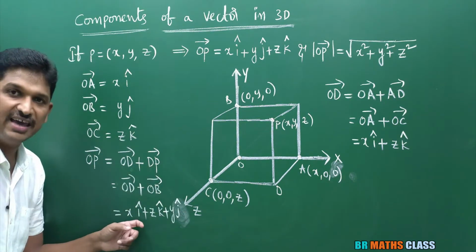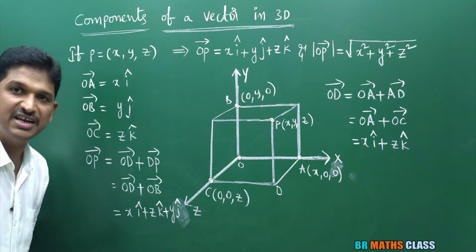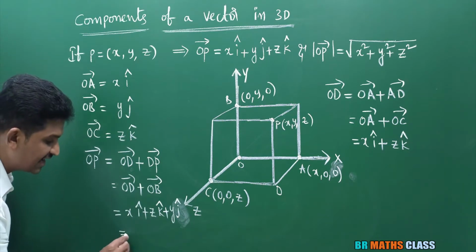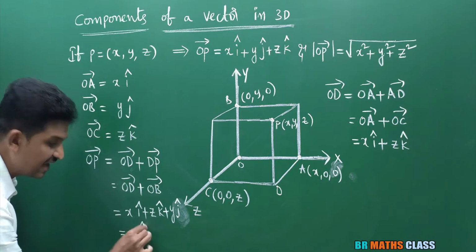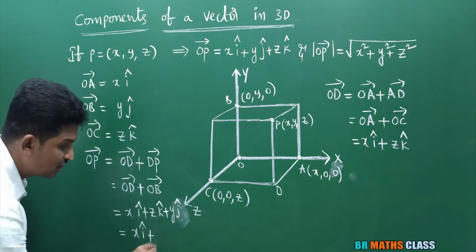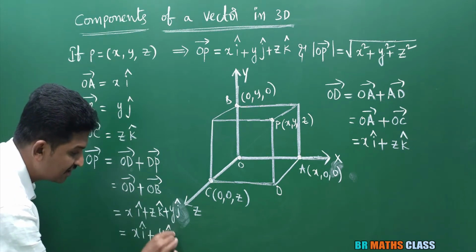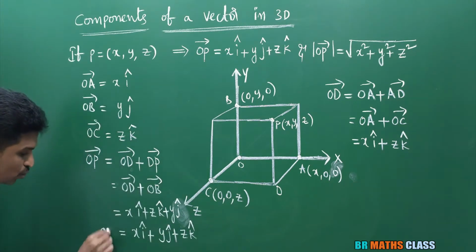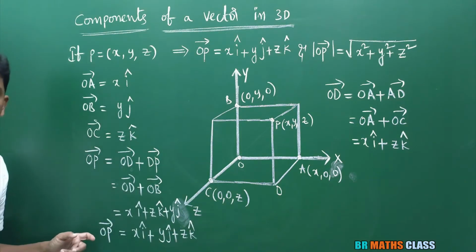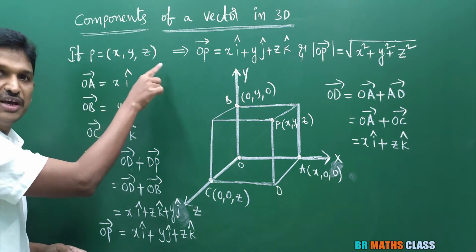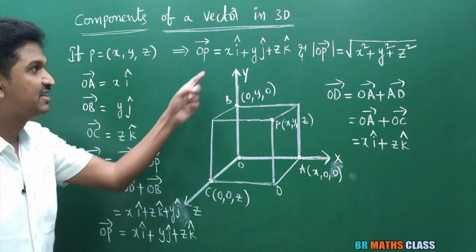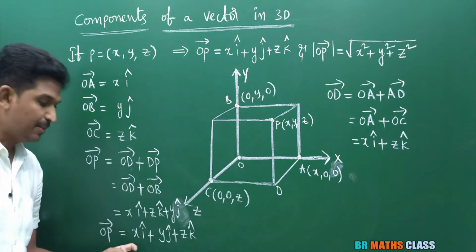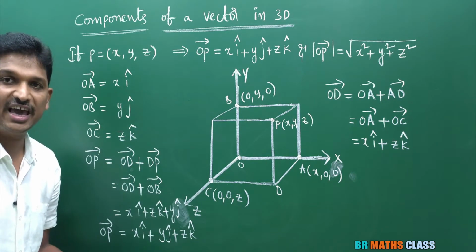You see here x i cap plus y j cap plus z k cap. So if I write in correct order, you will get x i cap plus y j cap plus z k cap. So you got OP bar. If P(x, y, z) is a point in space, then OP bar is x i cap plus y j cap plus z k cap.